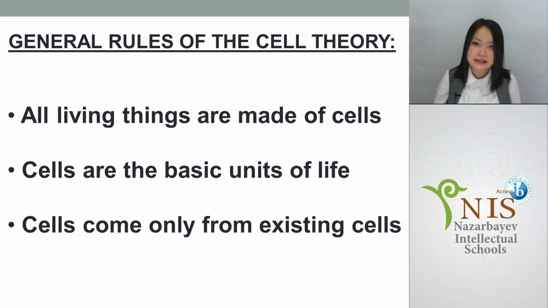Cells come only from existing cells. This is also very important for students to understand, because cells could come only from already existing cells, and at this time it will be very normal and very clever if you have a question like, where did the first cell come from? If all cells come from already existing cells, where did the first cell come from? It's like the chicken or the egg.